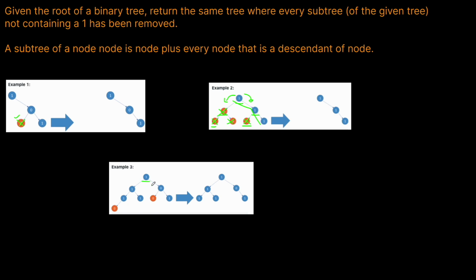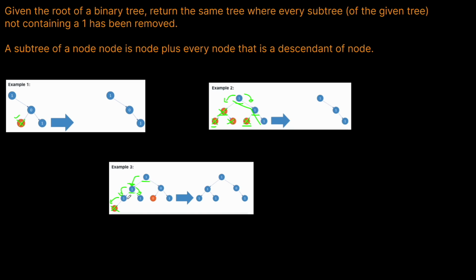And for example 3, we're going to do the same thing. Okay, we start at the root, it's a 1, so that means we can't delete it. We check the left subtree, it's a 1, we can't delete it. We're going to check its left subtree and its right subtree. The left subtree is a 1, so we're going to check its left and right. It doesn't have a right, so we only check the left. And we see that it's the 0 here, which is the leaf, so we can delete it.